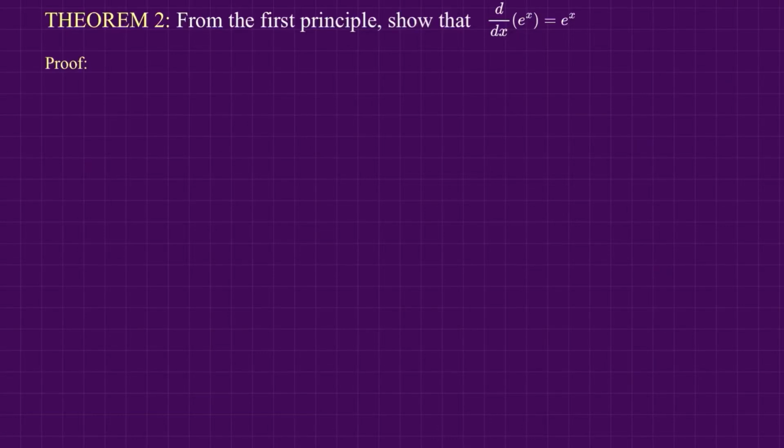d/dx of e to the power x equals e to the power x. Here my function is e to the power x, so I will assume y as e to the power x. So let y equal e to the power x, and let that be equation 1.